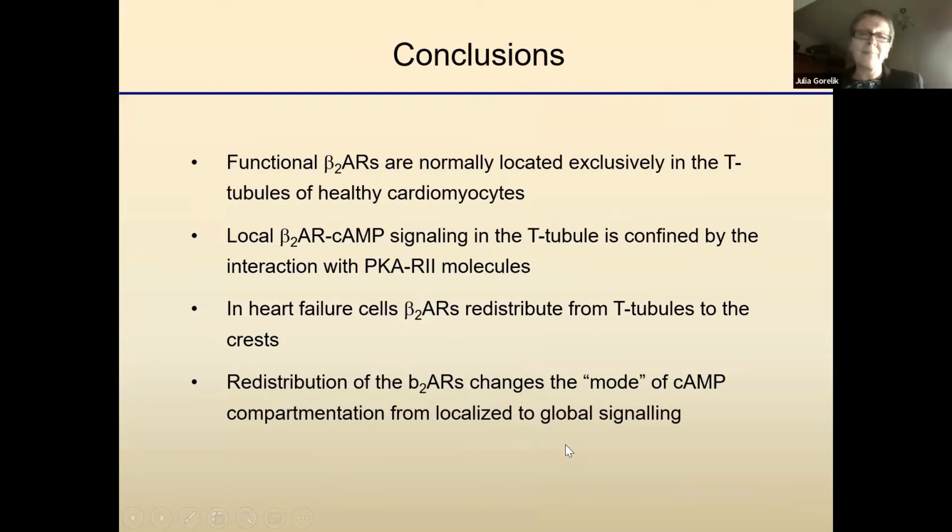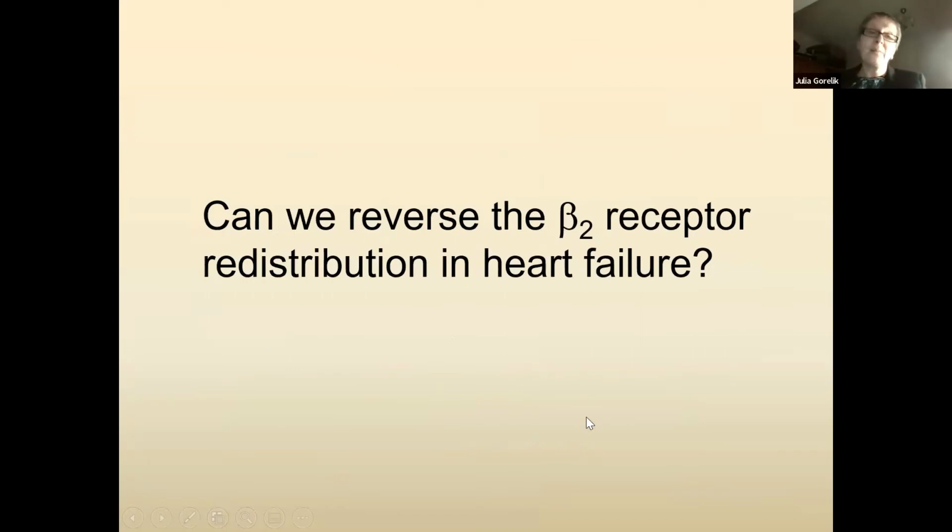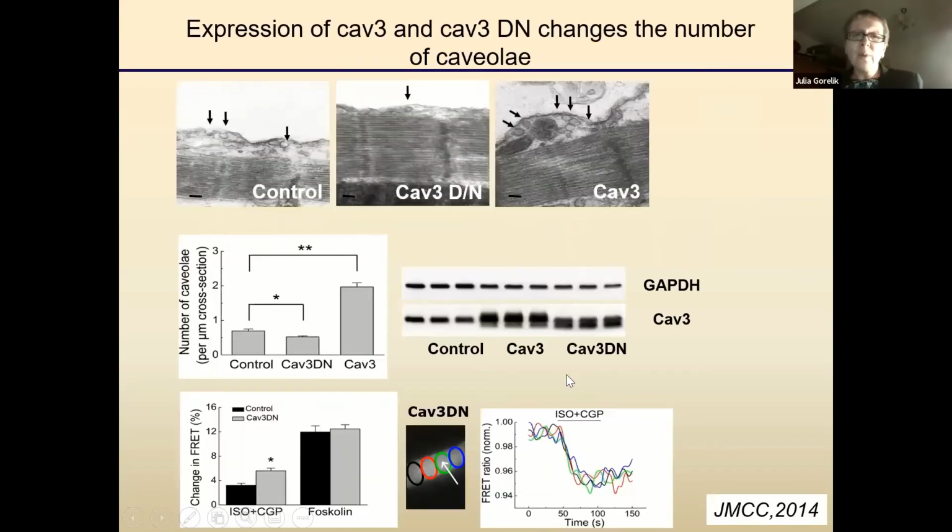In heart failure, the beta-2 receptor redistributes from the T-tubule to the crest, and this redistribution changes the mode of cyclic AMP compartmentation from localized to global signaling. Now we are thinking about whether we can reverse the beta-2 receptor redistribution in heart failure. So we checked the role of caveolin-3 and caveolae in this process. When we transfect the cells with additional caveolin-3, we have more caveolae in the cardiomyocytes.